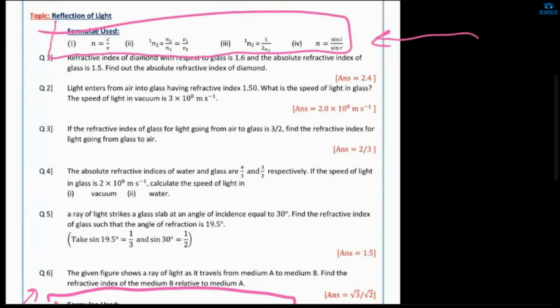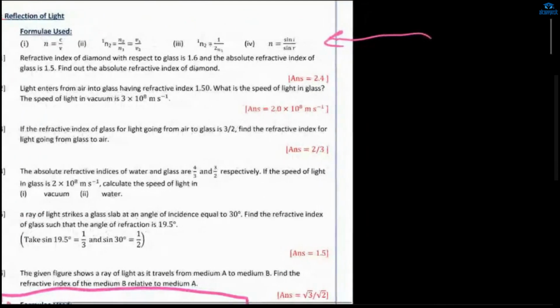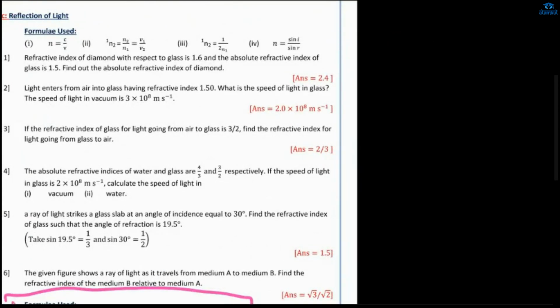Now we can discuss any question. Which question do you want me to start with? Should we start with question number 1? Let's see what it is. Refractive index of diamond with respect to glass.